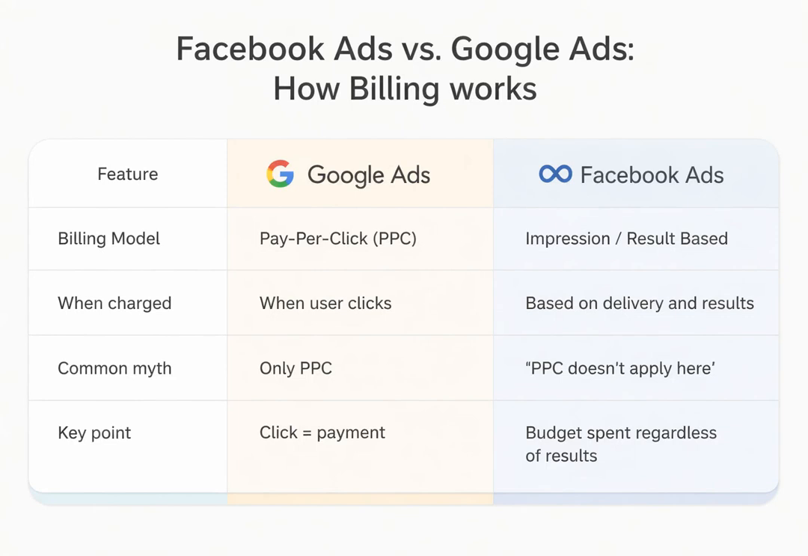A student asked a great question. Does Facebook ads work like Google ads with a pay-per-click model? The instructor clears this up directly. Google Ads does use a pay-per-click system, meaning you only pay when someone actually clicks on your ad. Facebook ads works differently. It's not a pure pay-per-click system. Facebook charges you based on delivery and results, meaning your budget gets spent as Facebook shows your ad to people, regardless of whether they click or not. The instructor also mentions that there's a common myth around Google Ads too, that it's purely pay-per-click, and that will be addressed in a dedicated Google Ads session. For now, the key takeaway is Facebook will spend your budget whether or not you get the results you hoped for, so setting up your campaigns correctly from the start really matters.